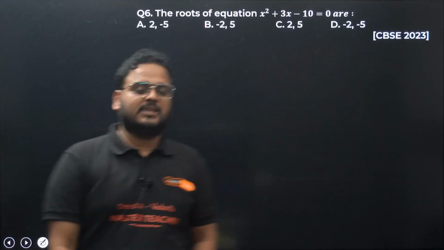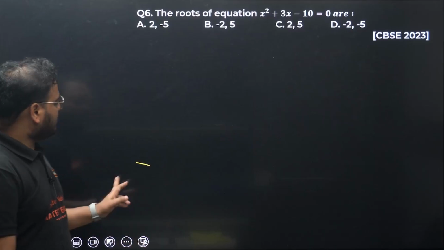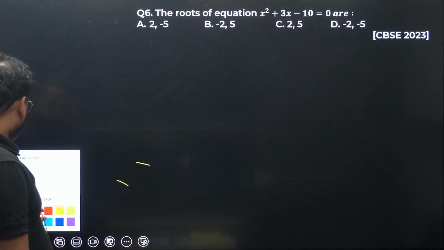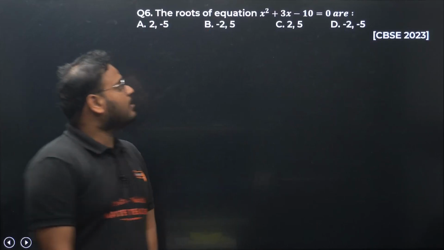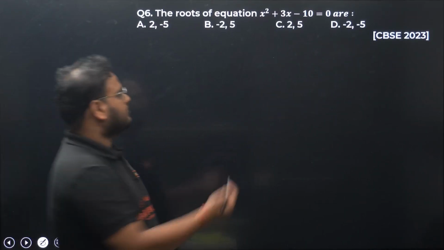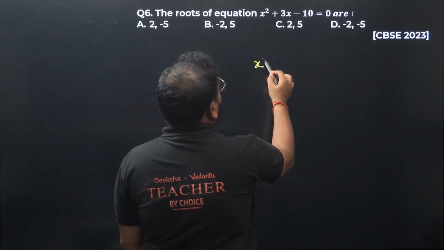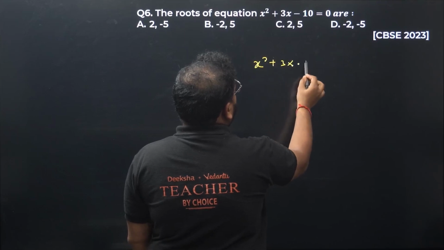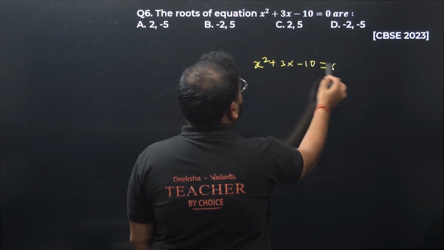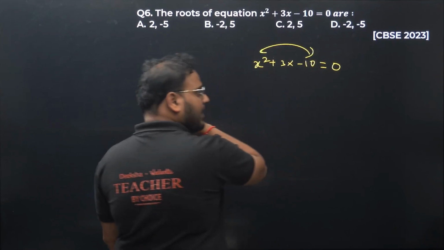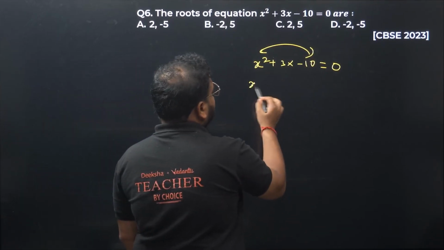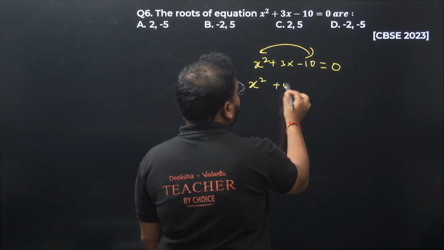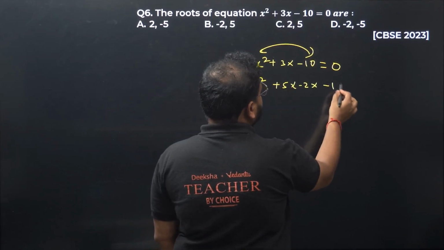Next is question number 6. Fifth one is clear. The roots of the equation x square plus 3x minus 10 equal to 0 are what? Solve it. I get x square plus 3x minus 10 equal to 0, right? Factorize this 10 and x square, I get minus, okay, 5 and 2 will work. I can use here x square plus 5x minus 2x minus 10 equal to 0.